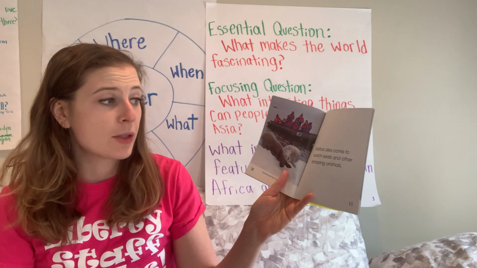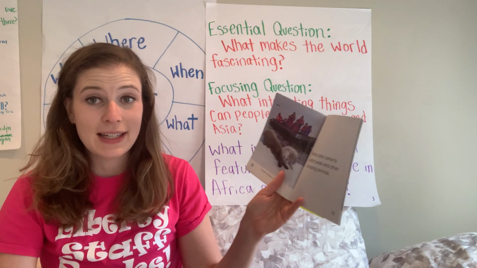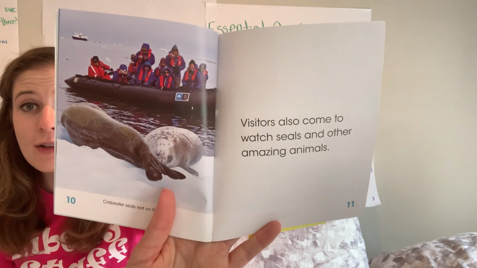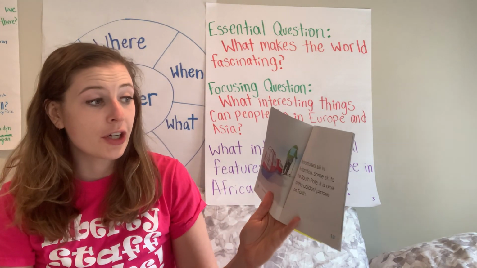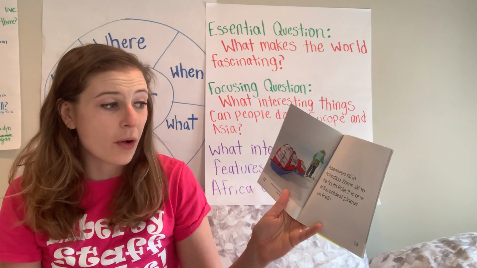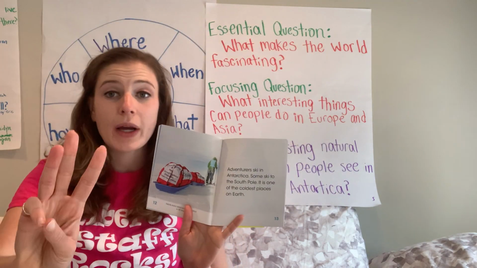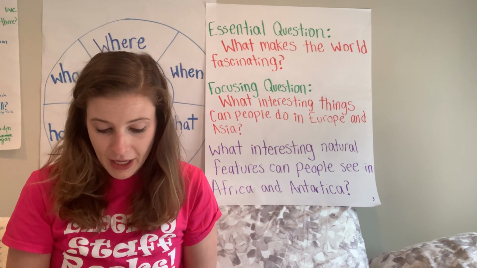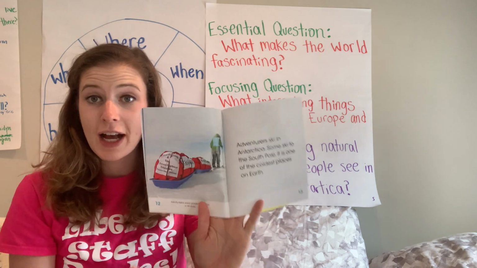Visitors also come to watch seals and other amazing animals. So, second key detail on this page about who comes? Visitors come. And why? To see cool animals. Adventurers ski in Antarctica. Some ski to the South Pole. It's one of the coldest places on Earth. So, what key detail did we just learn on this page? We just learned that adventurers come to ski.